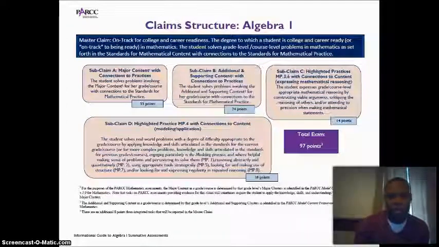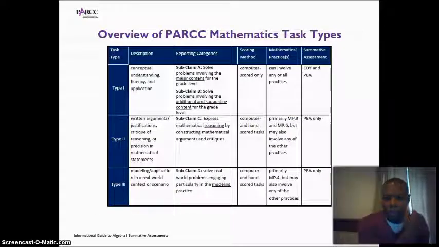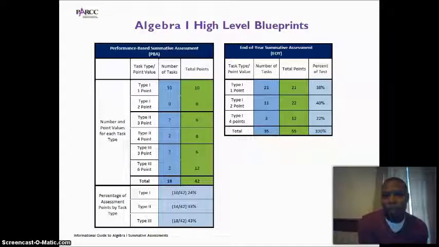So there's a total of 97 points. Then they show you again how they're going to assess the different task types inside of that document. Then they give you the blueprint for the test. This is how they're going to do Algebra 1. On the left, this is the performance-based assessment, whenever they give it. Not the EOC, this is for part. So you notice that the type 1 task, there are 10 questions that have a total of 10 points.